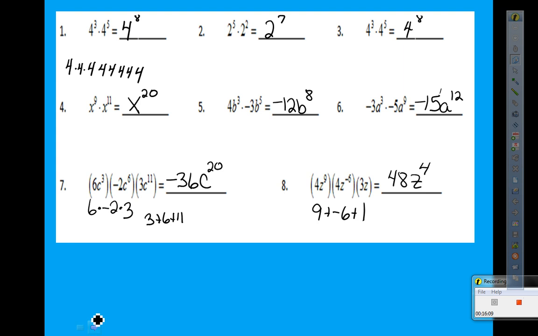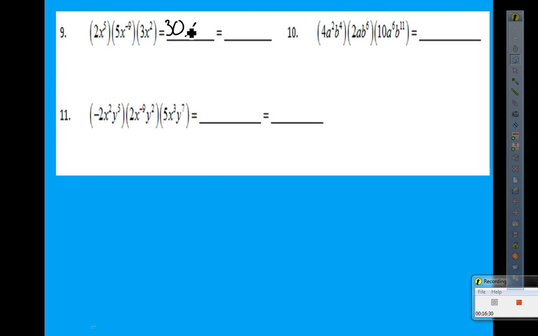Here's my number 9. I got 2x to the 5th, 5x to the negative 9, and 3x squared. Notice that there's 2 blanks here. I'll show you why. 2 times 5 is 10, times 3 is 30. X to the, add your exponents. 5 plus negative 9 plus 2 is negative 2.